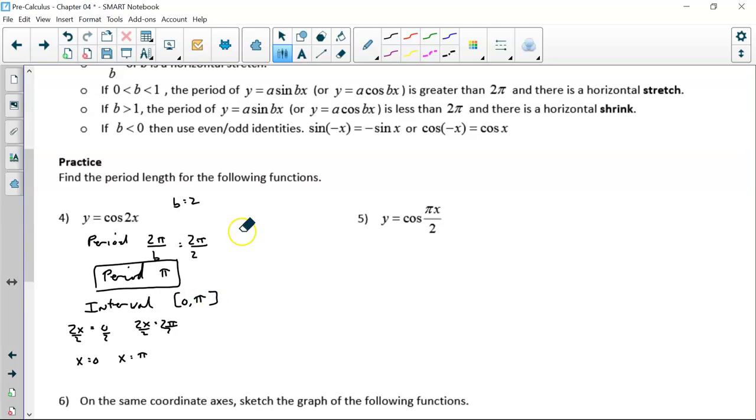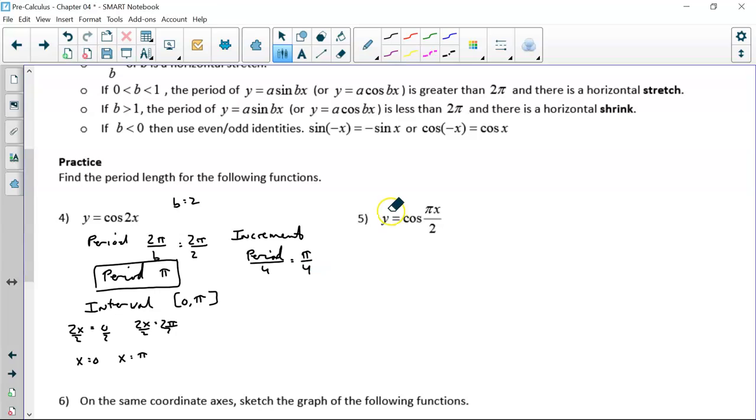We also have what's called the increment. And that increment is for our key points. So to find the increment for sine and cosine, it's your period divided by 4. So in this case, it's pi divided by 4. So our key points are going to be pi over 4 apart from each other.